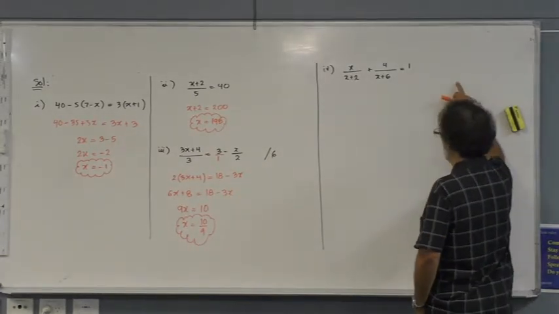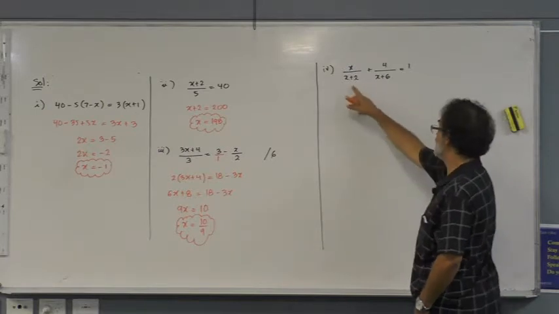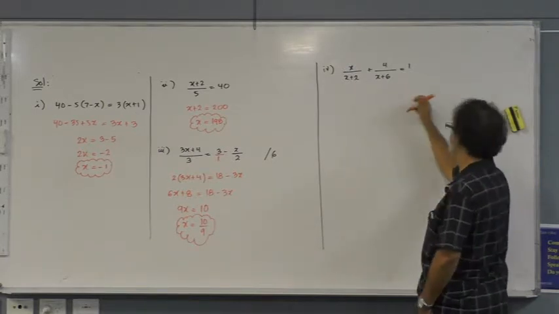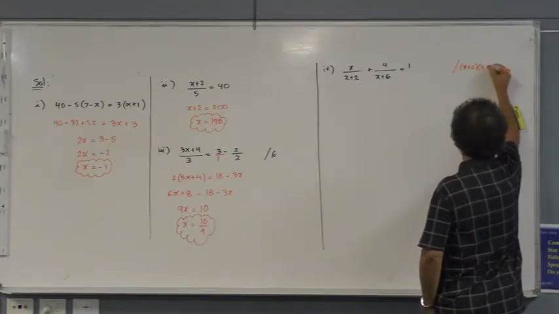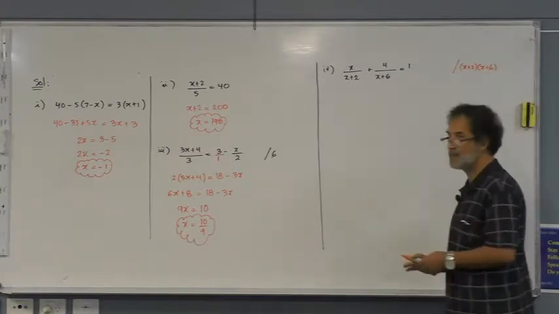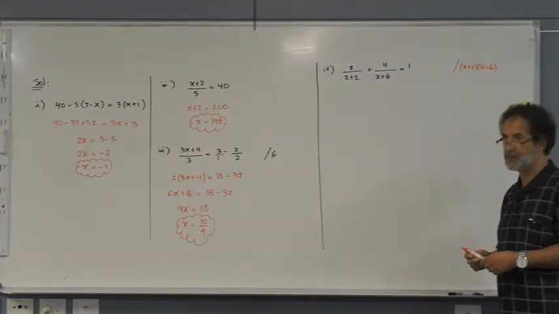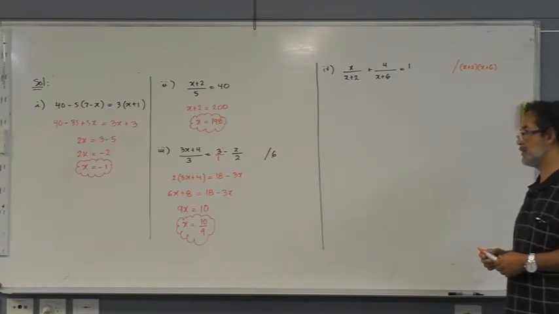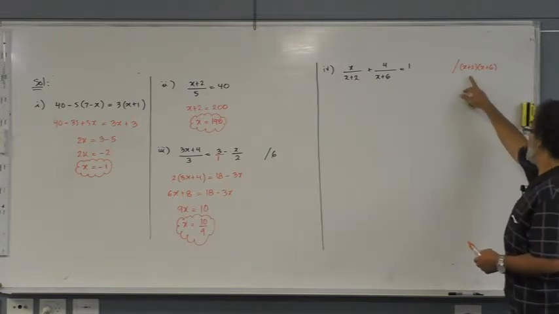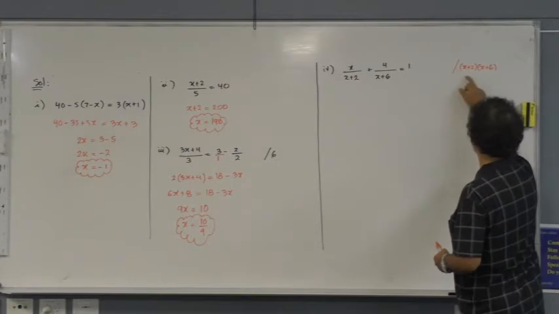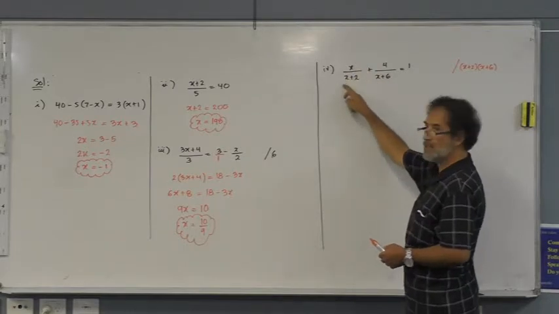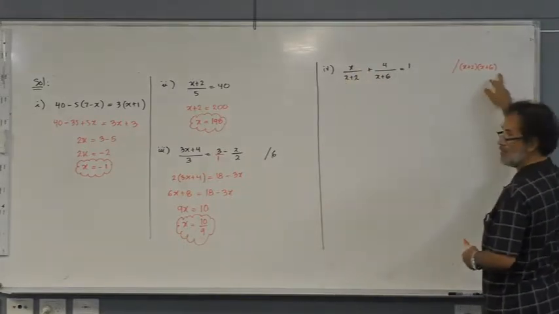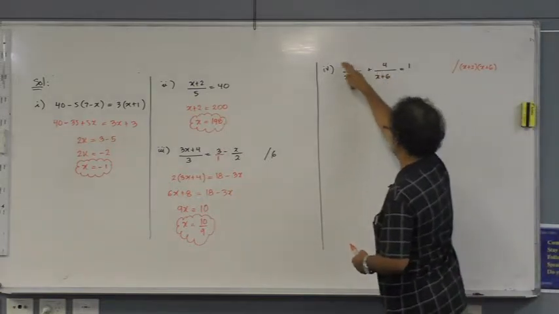In this case, the lowest common denominator is going to be the multiplication of these two binomials. So the lowest common denominator is x plus 2, x plus 6. Okay, now see what's going to happen. And then I'm going to show you another way. Maybe you can understand the other way better, I don't know. Now we're going to multiply this by this fraction. So we're going to multiply these two factors by this fraction.